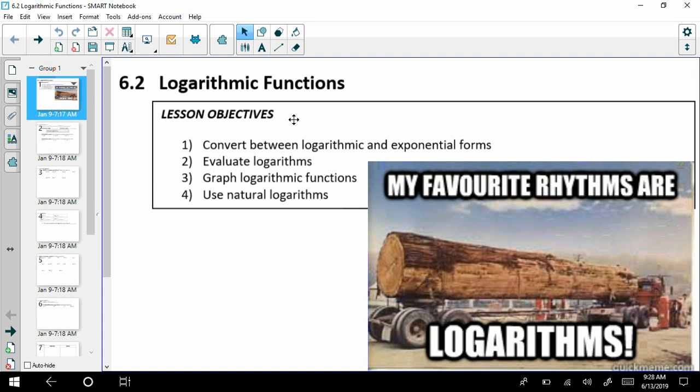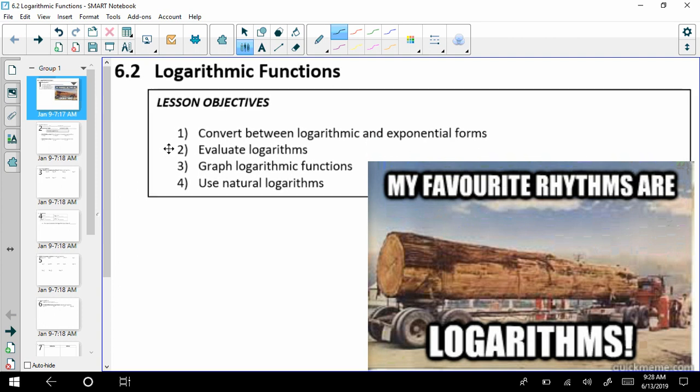And remember back in a couple of units ago when we talked about inverses, I said inverses cancel each other out or they undo each other. They're like opposites. So logarithmic and exponential functions are inverses. So the first objective today is just going back and forth between the two. And then the last focus will just be evaluating them and graphing them and getting used to this weird type of function.